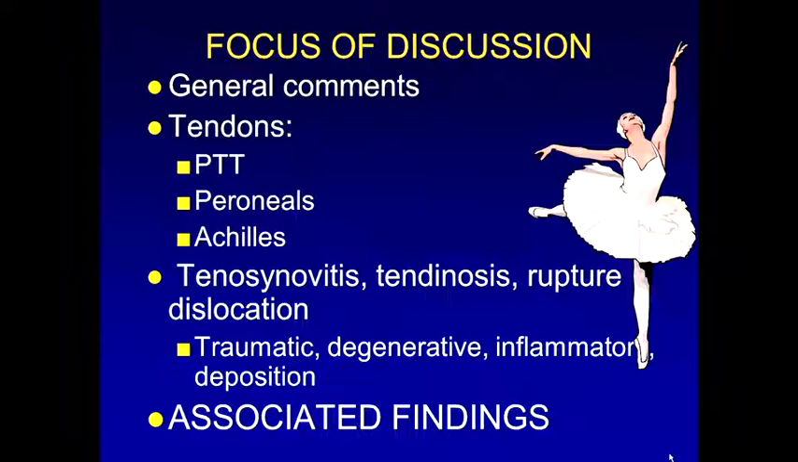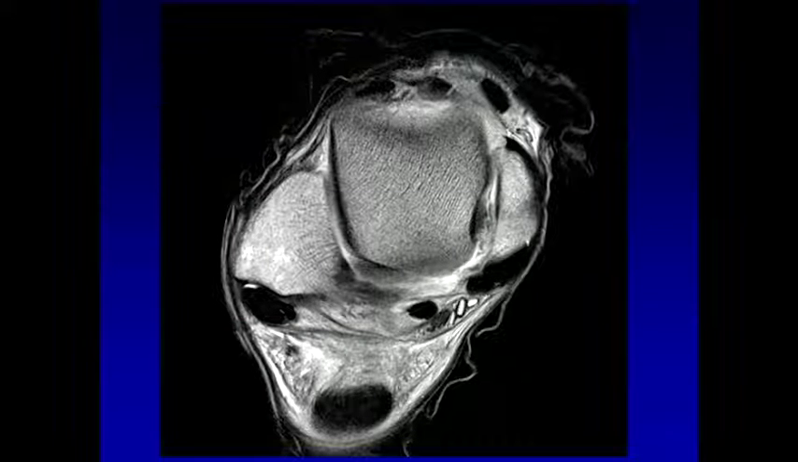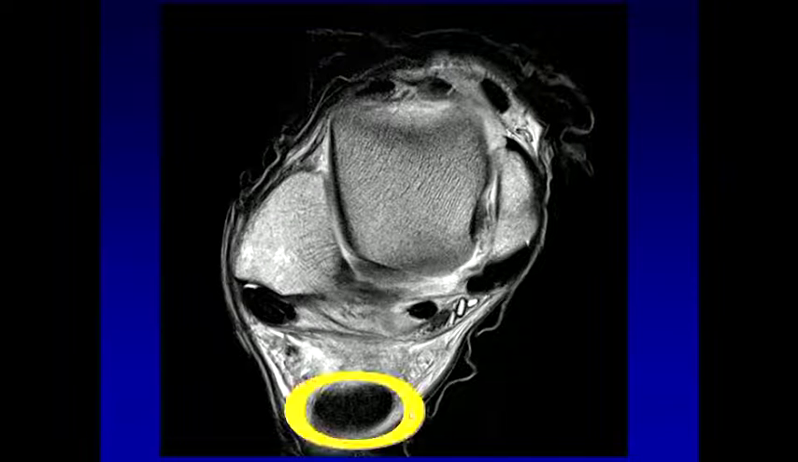And my feeling is tendon is tendon is tendon. Pathology is similar all over the body. But what we need to pay attention to is associated findings or other things to look for once we identified the tendon disease. So this is an axial image on a cadaver, and these are the tendons that we're going to be mainly interested in: the Achilles tendon, the peroneals, the posterior tibial tendon.